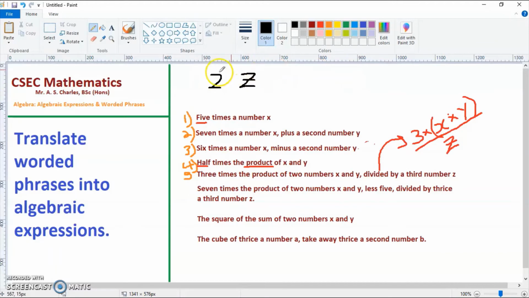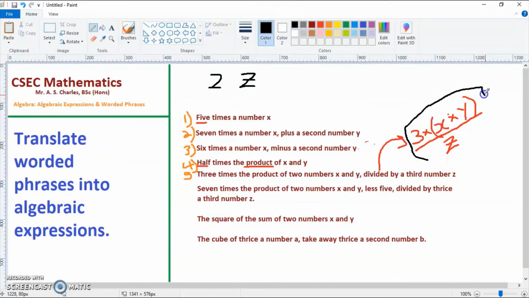So in algebra it's important to make those differentiations to prevent confusion. Great. So we're not finished yet. This algebraic expression can be simplified, because x times y is the same as xy. So we can just remove all the multiplication signs.